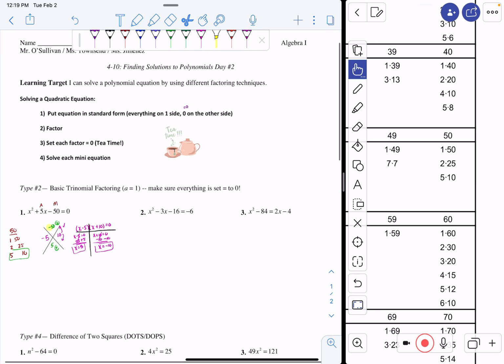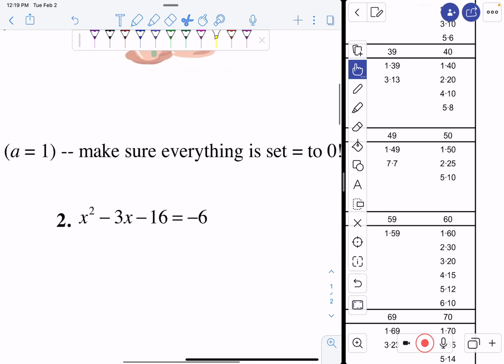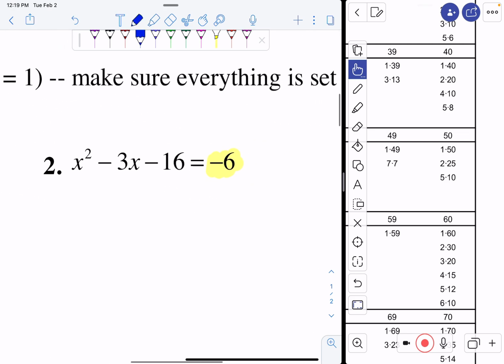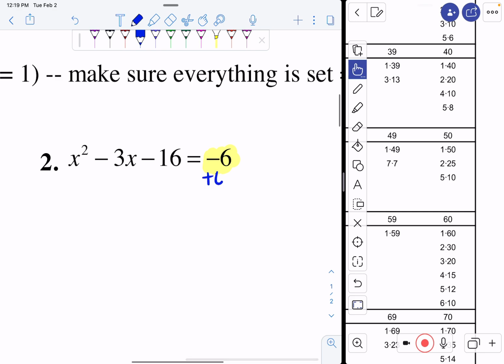Let's go on to our next example. X squared minus 3x minus 16 equals negative 6. The first thing I ask myself, is it equal to 0? No, it's not equal to 0. It's equal to a negative 6. So you have to ask yourself, how do I get rid of that negative 6? I add 6 to both sides of my equation.